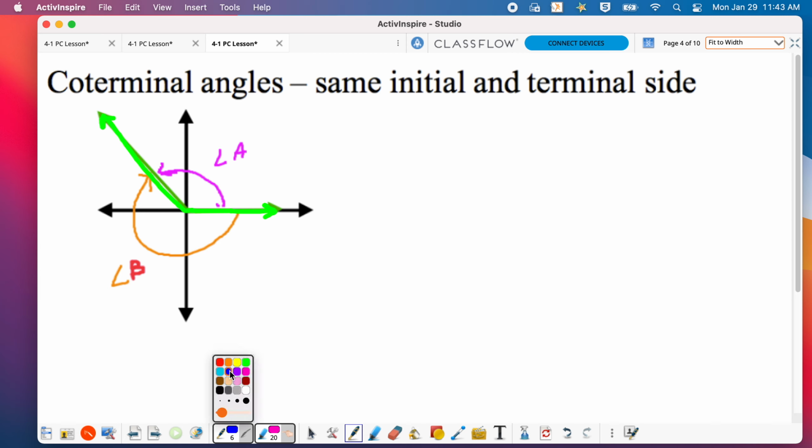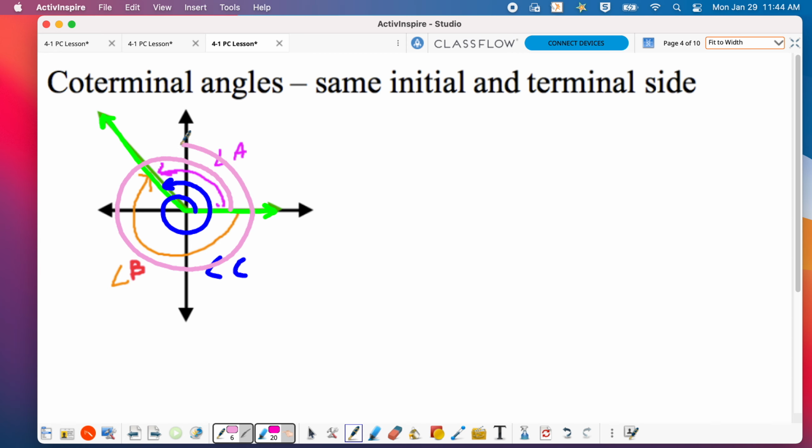So what I'm going to do is I'm going to draw 3 more. I can also draw that angle, angle C. Angle C rotates all the way around and keeps going and ends up in that second quadrant. So angle C would also be a coterminal angle. If I wanted to, I could rotate up all the way around and stop here. And this angle, angle D, would also be a coterminal angle.